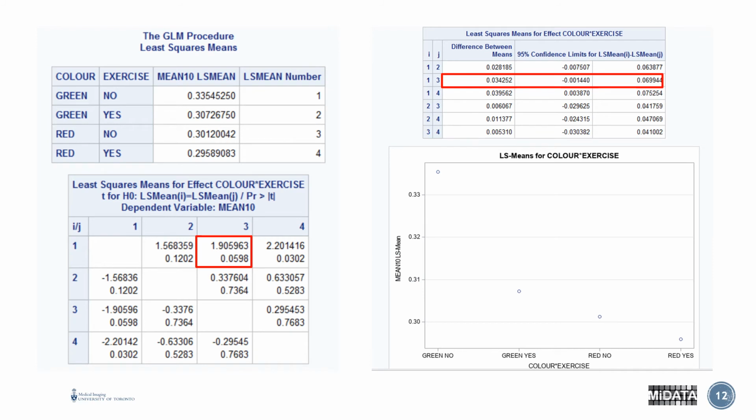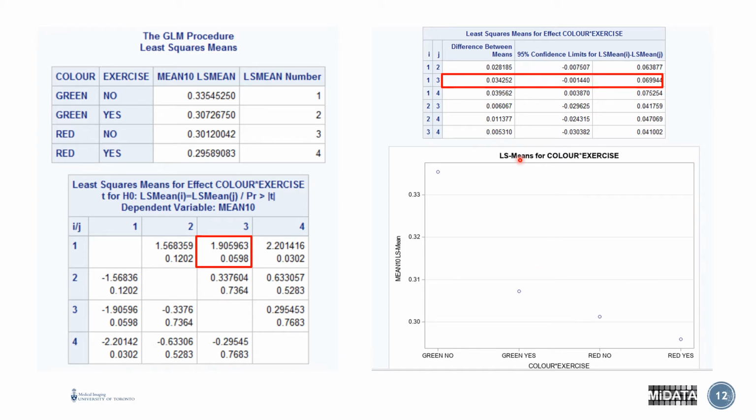With the least square means, once again, we're making a comparison. It's easier to identify what we're looking at because we now have both variables in the model. So you'll see here for color, green and red, and exercise, yes and no, that the one we're interested in looking at is 3 and 1, which is red, no, and green, no. That's what we were looking at, and that's our hypothesis. And you can see, oh, it hasn't changed. It's still not significant. Same deal, same difference, same confidence limits.